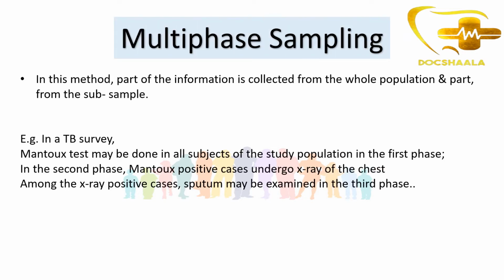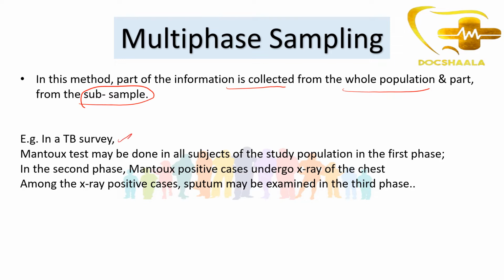Then coming to multi-phase sampling. So what is multi-phase sampling? This is a method of sampling in which part of the information is collected from the whole population and part from the subsample. So a part of it is collected from the whole population and a part from the subsample. What does that mean? We'll see that from an example.